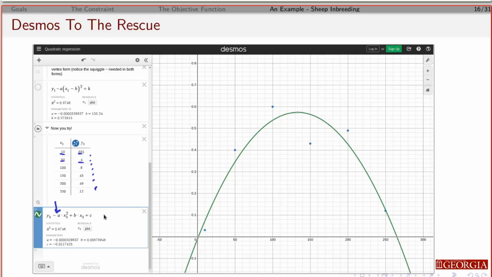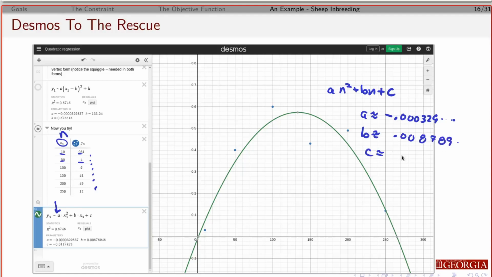And so if I think of this as an squared plus bn plus c, remember, because this x3 is not really x, but it's n, then my estimate for the a is down here is this number. So my best estimate for a is 0.000329 blah blah blah. My best estimate for b is 0.008789 blah blah blah. And my estimate for c is about minus 0.0117 blah blah blah. Okay? So that gives me what this parabola is.